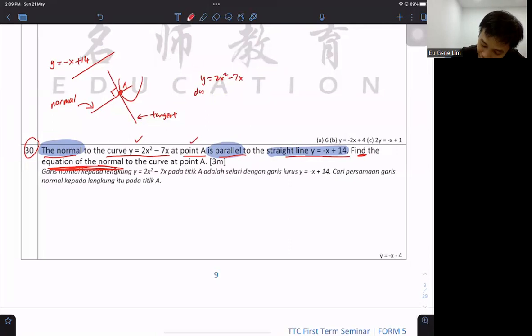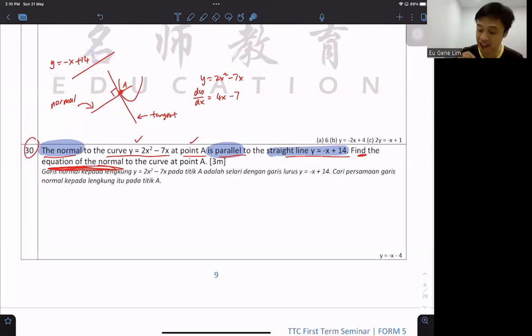dy dx is 4x minus 7. Then you want to sub the x. But you don't have the point. Point A is not given, so you cannot sub the x, right? Never mind first. Just leave it first. And now you try to do this one.